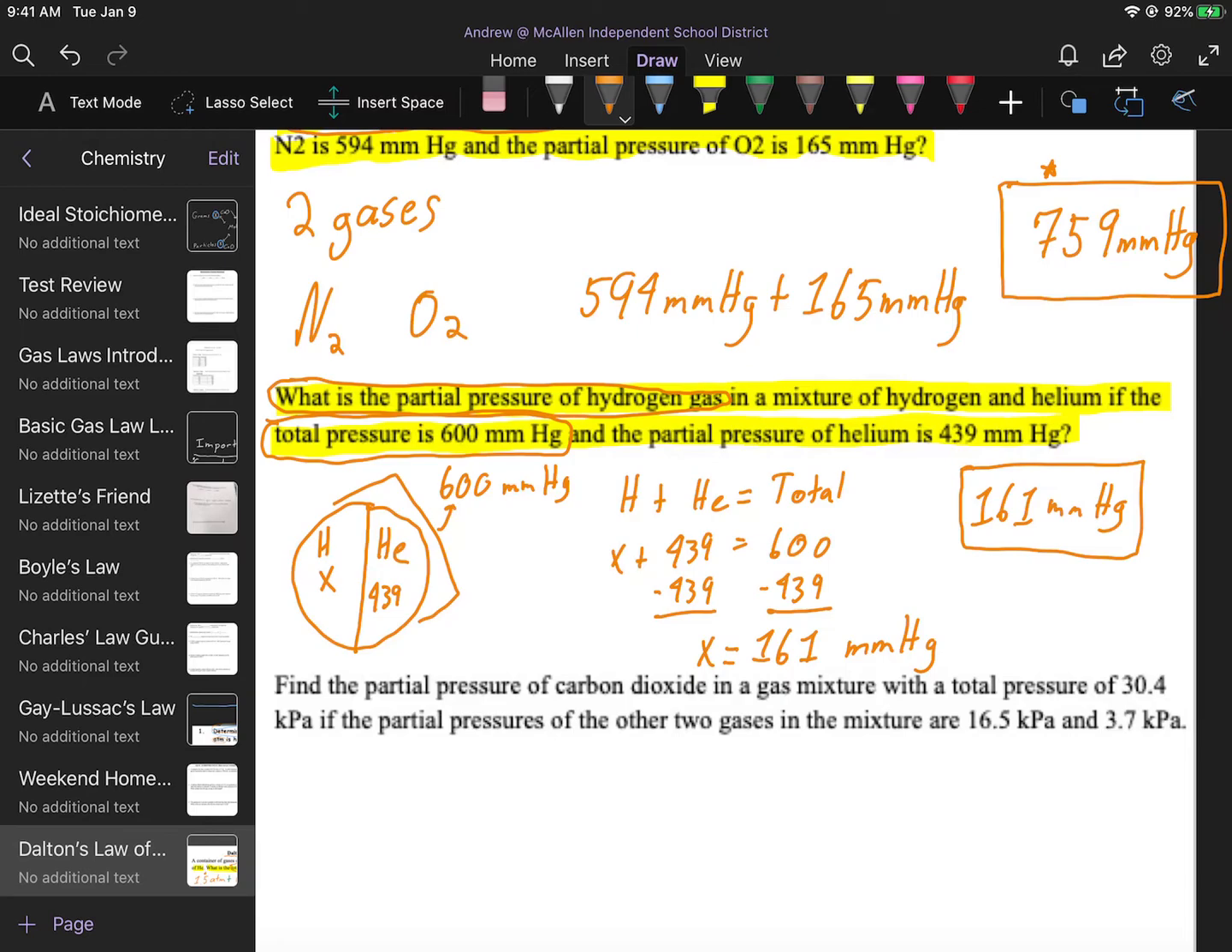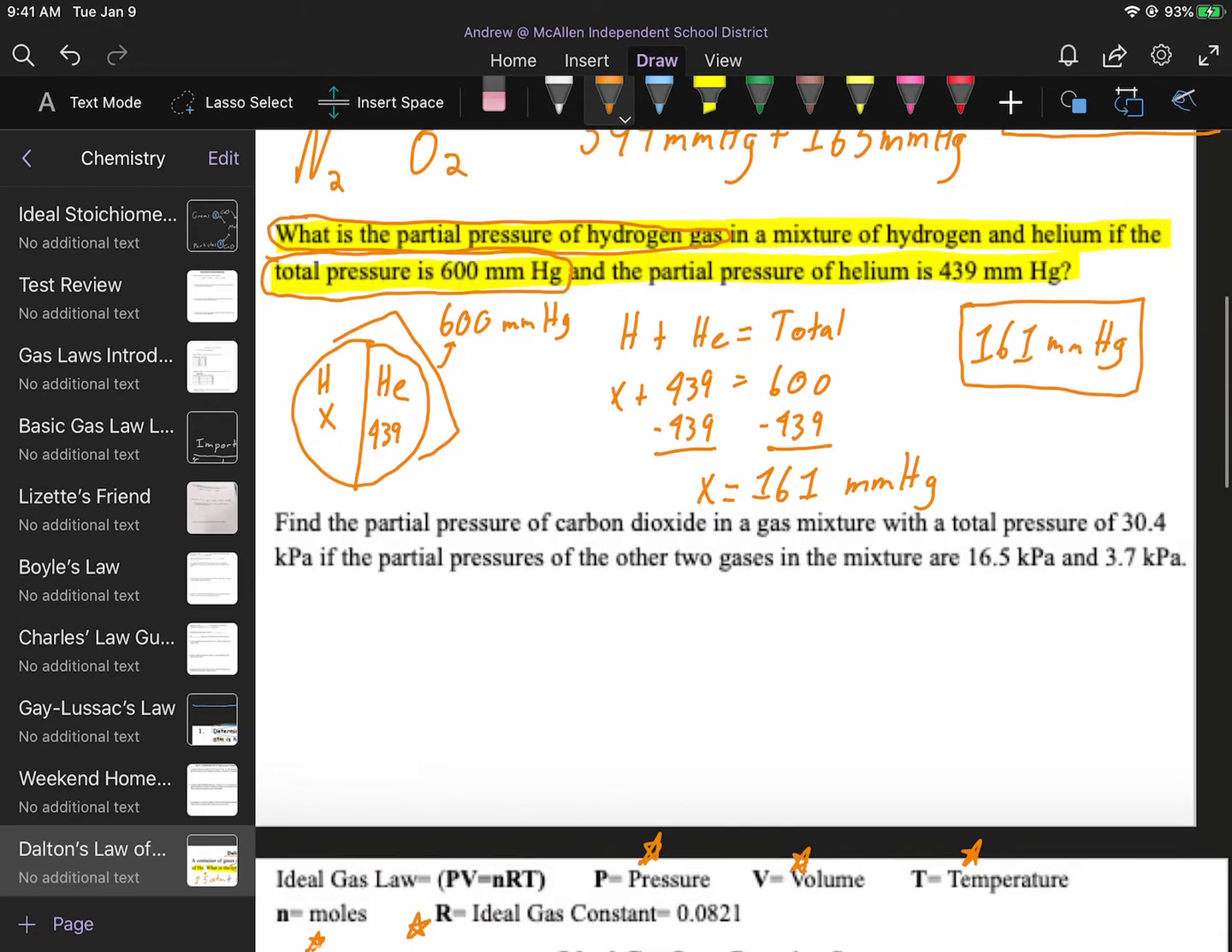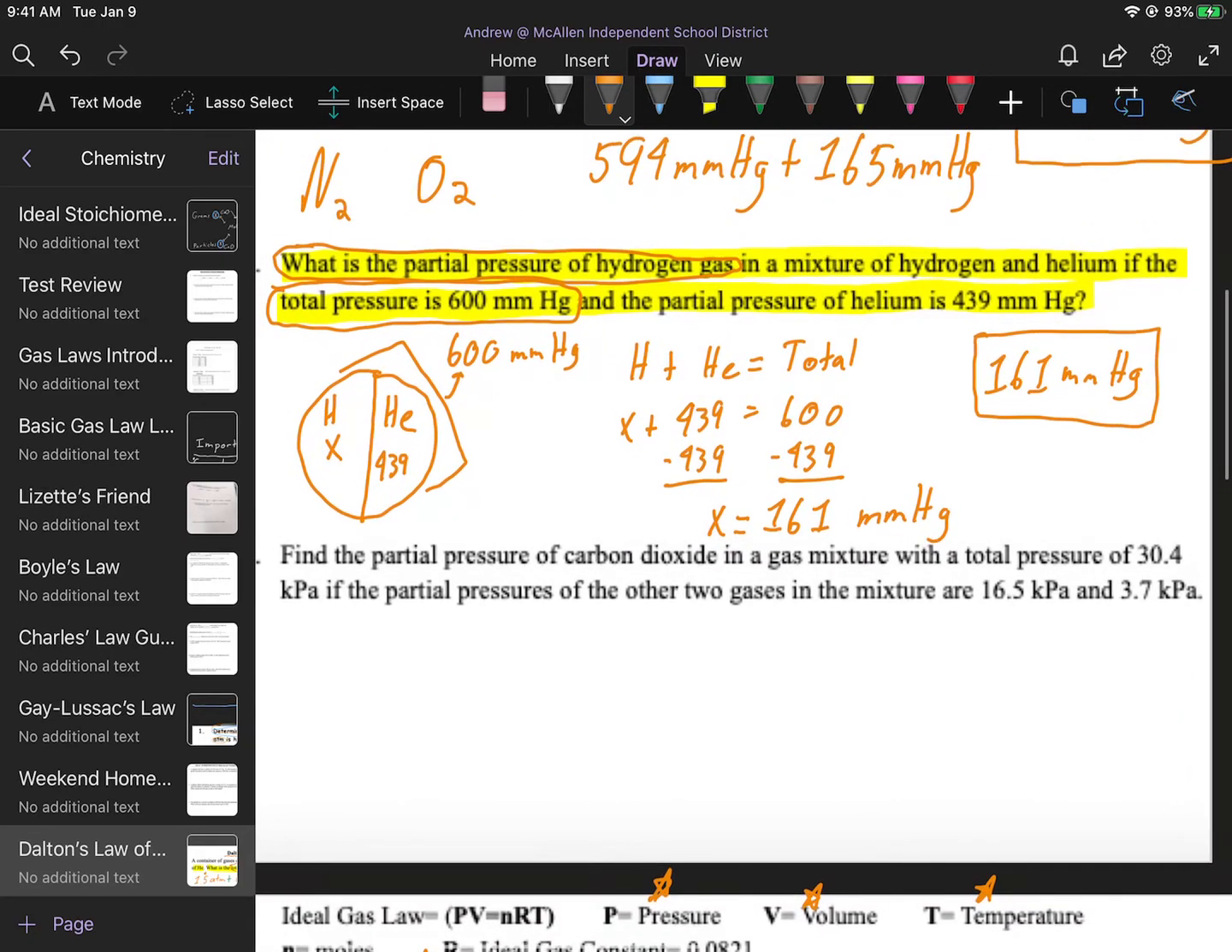Now, the first 2 problems, the biggest number was the total pressure. In this case, we solved for a partial pressure, so it should not be the biggest number. The total pressure is 600, so our answer should be less than 600. 161 is less than 600. That's a pretty reasonable answer. Now, for the 4th one, I want you guys, you're going to pause the video and try to solve this. Just take your time. You're just doing the same thing we've done above. This time you just have a few extra numbers. You can do it. Pause the video now. In a few seconds, we'll move ahead to ideal gas law.